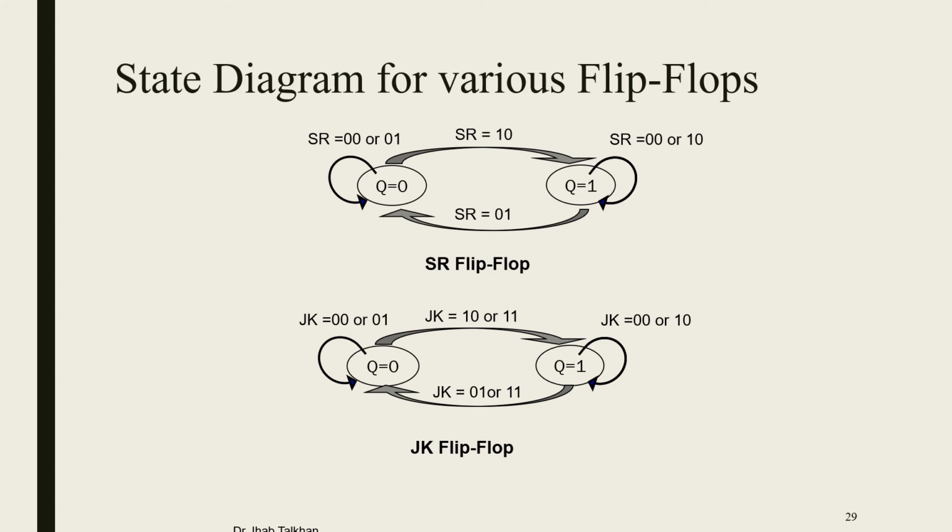So if you want to go from 0 to 0, you have to have SR equals 0,0 or 0,1. And if you want to go from 0 to 1, you have to have SR equal 1,0, which means S equal 1 and R equal 0. If you want to go from 1 to 1, you have SR equal 0,0 or 1,0. If you want to go from 1 to 0, you have to have SR equal 0,1.